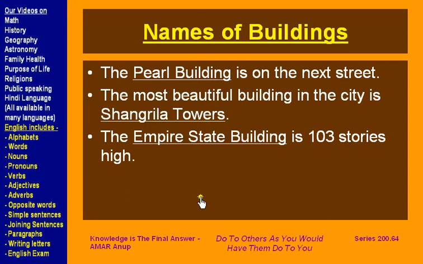Another example. Empire State Building is the name of a building in America. So E in Empire is capitalized, S in State is capitalized, and B in Building is capitalized. See, the whole word is not capitalized, whole sentence is not capitalized, only the first alphabet of all the words in the name of the building are capitalized. And here the Empire Building is 103 stories high is a correct statement.